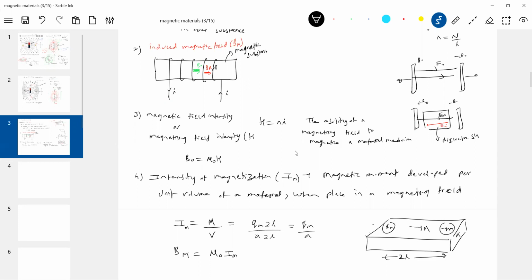So the induced magnetic field, how to measure that one? Mu naught times the intensity of magnetization. How to calculate intensity of magnetization? Total dipole moment of the substance per unit volume. So what is the dipole moment? We just put it like a bar magnet.